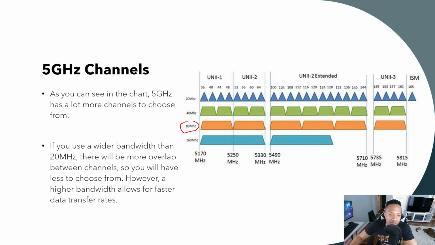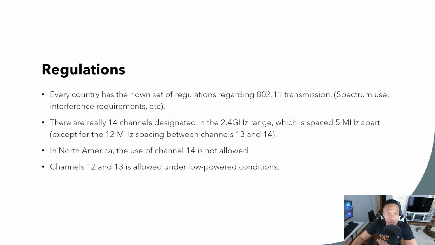80 megahertz, maybe not too big of a deal. 160 megahertz, as you can see, you only have essentially a few channels to choose from. So you just got to keep that in mind when you're messing around with 5 gigahertz. But that is how frequencies work. Hopefully not too confusing. Anyway, let's go ahead and talk about regulations.